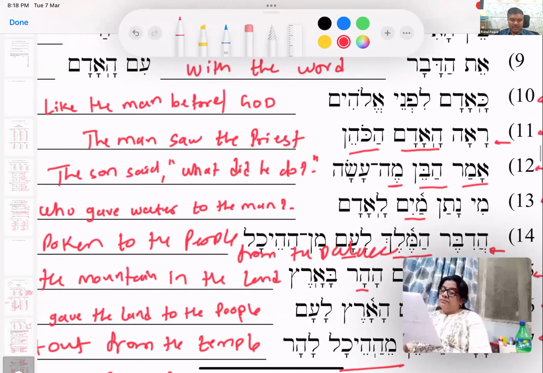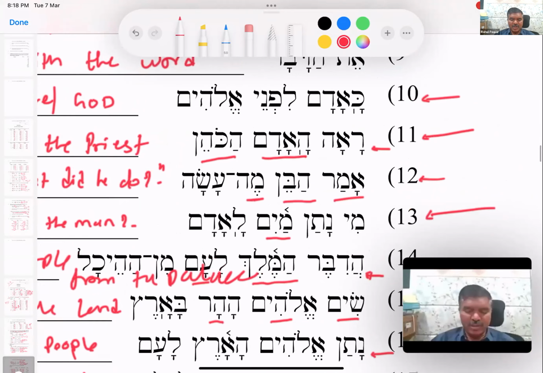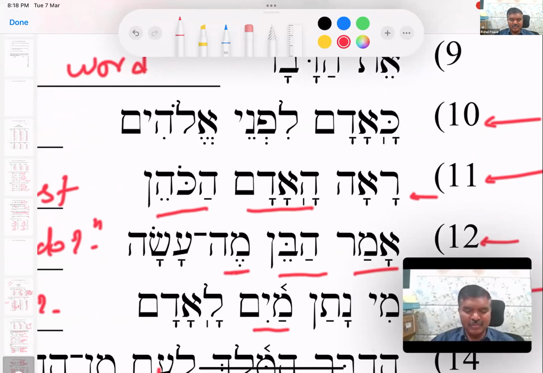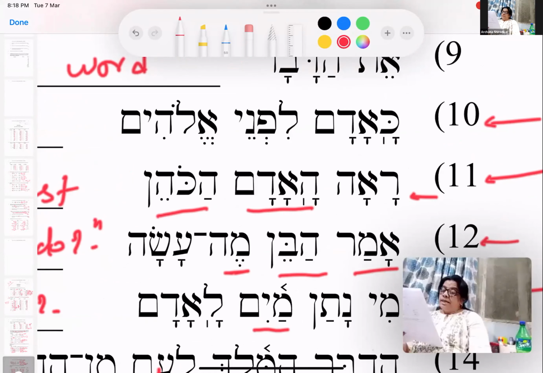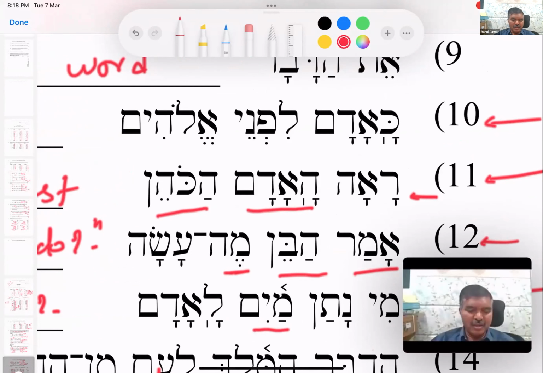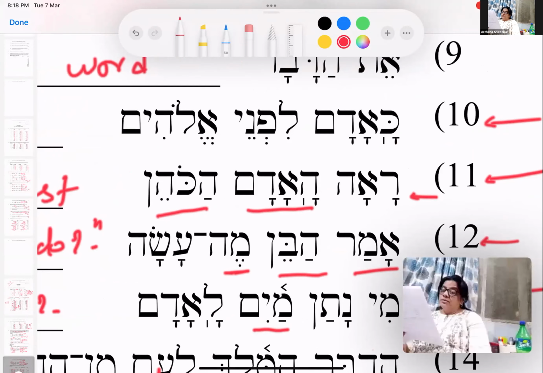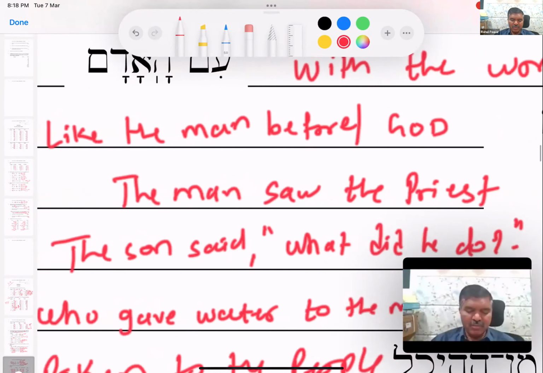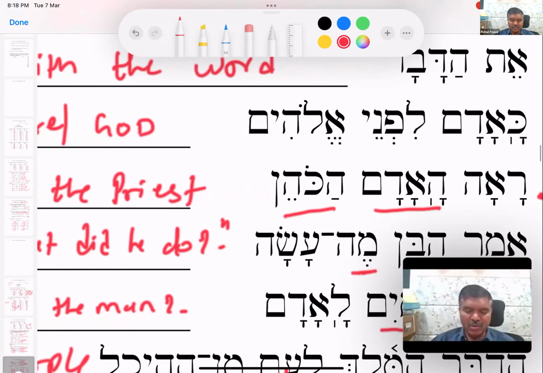Then from here, 10th one, let's try to do translation. Ka Adam lifne Elohim. What would be the translation? Ka Adam, like the man before God. Like the man, the man before God. In front of or before God.